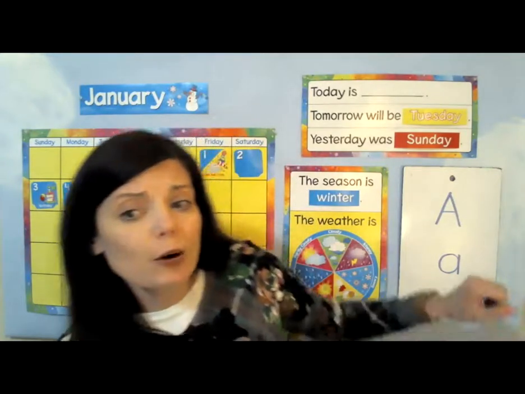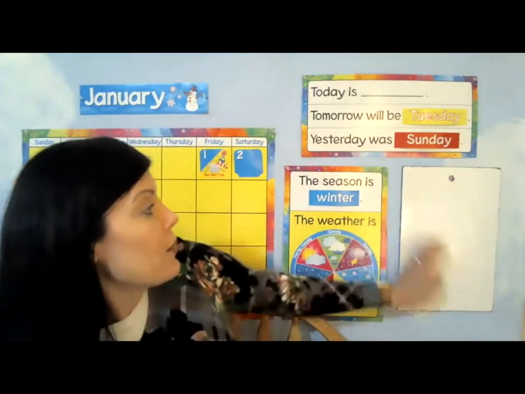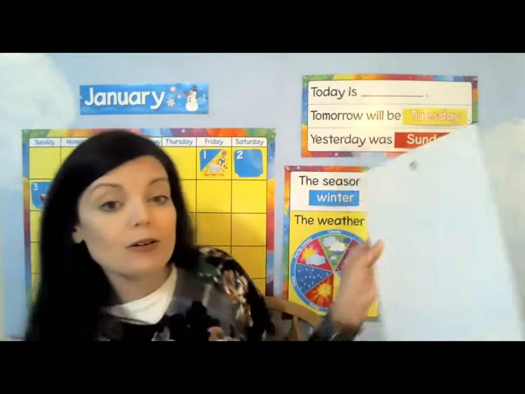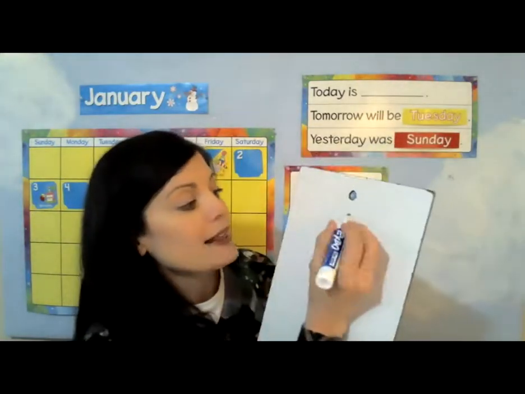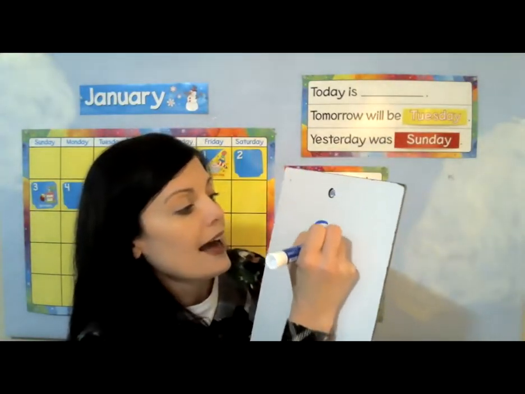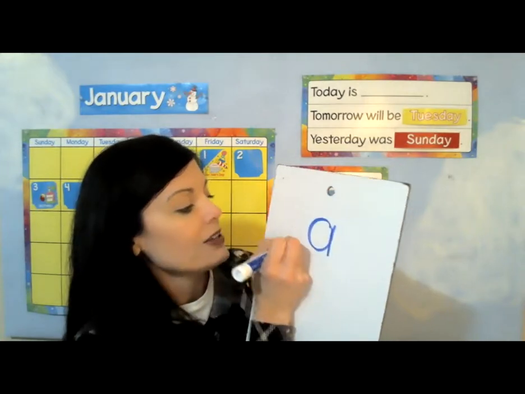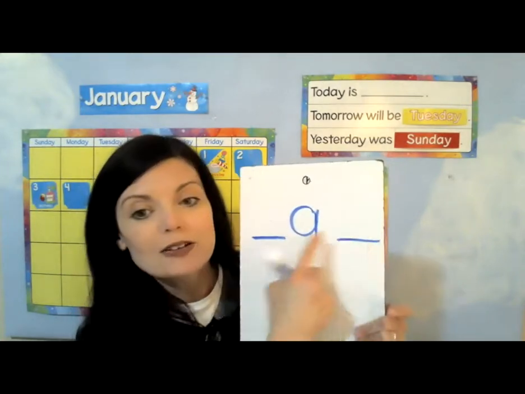Let's try to write the word cat, okay? So we know that there's an A in the middle. And there are some other letters on either side. So let's write the A. And now let's try to figure out what the other two letters are.